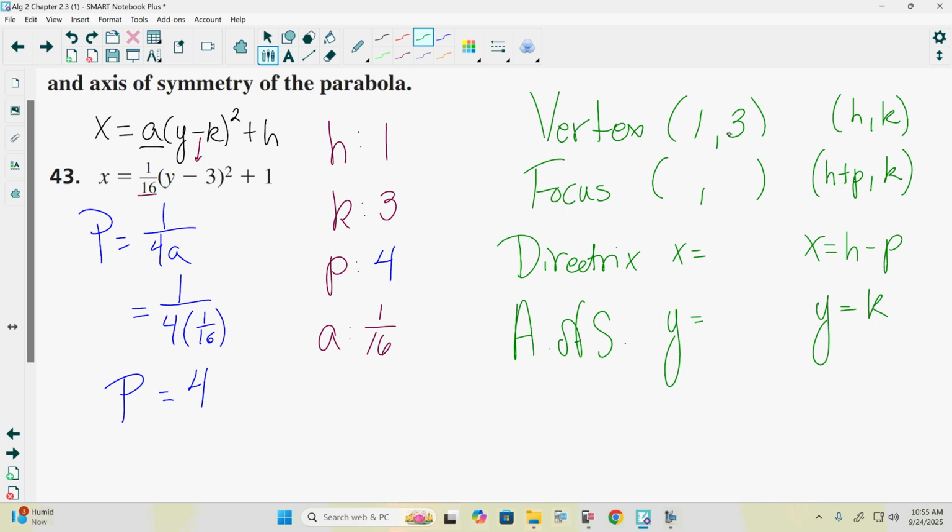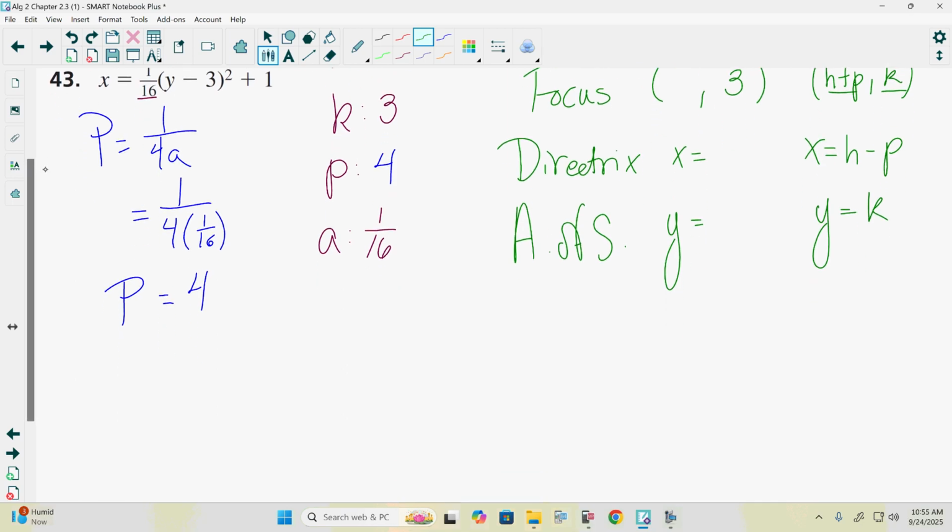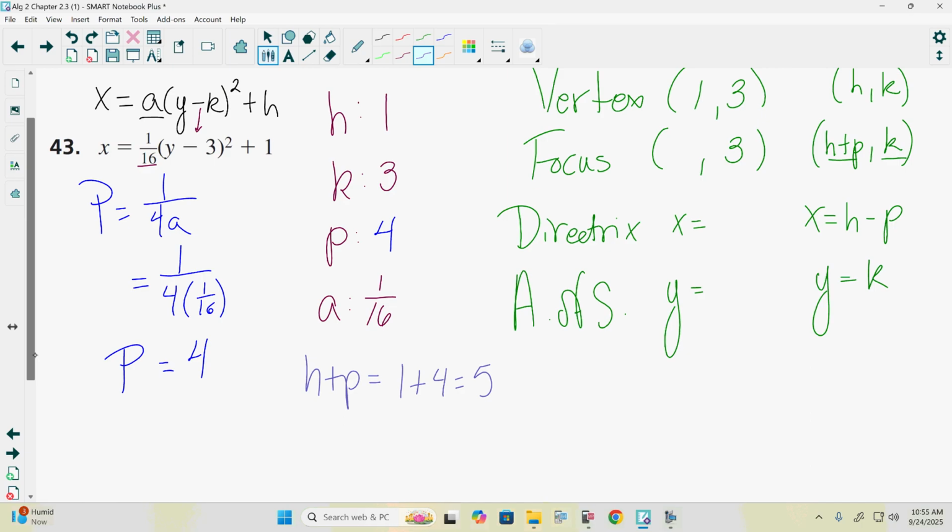Our focus is the point h plus p comma k. So k would be 3. Now we do need to calculate h plus p. In our case, h is 1 and p is 4. So we'd say 1 plus 4 is 5. So the focus is the point 5, 3.